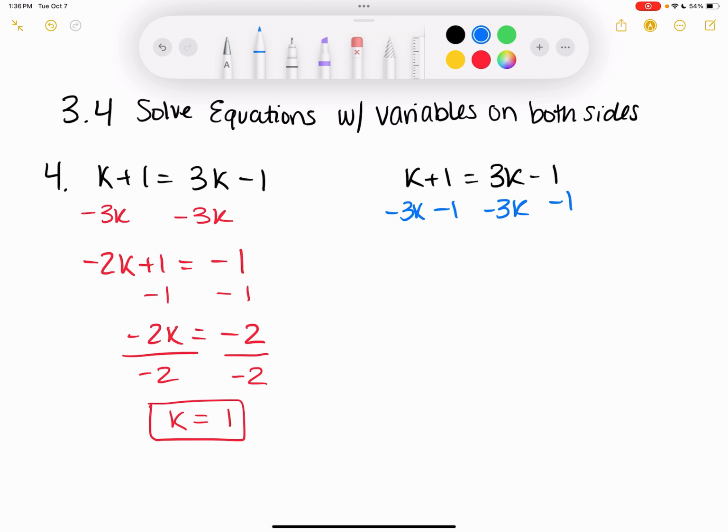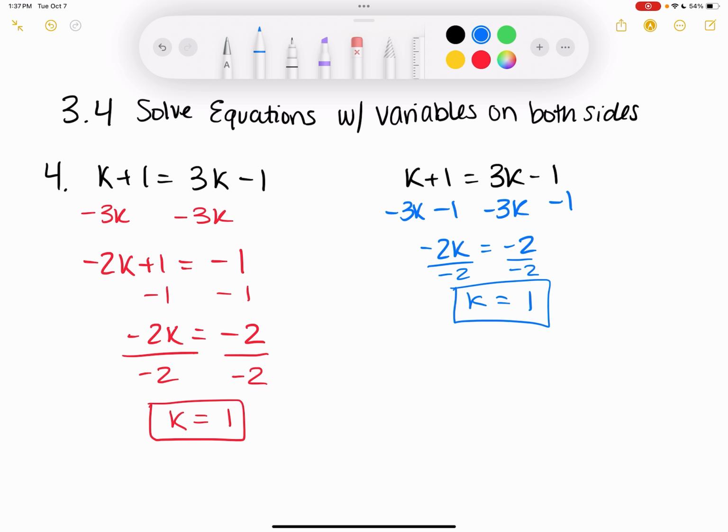You just have to remember that it's the stuff stacked on top of each other. So I've got k minus 3k is negative 2k. 1 minus 1 is gone. 3k minus 3k over here, that canceled. And then negative 1 minus 1 is negative 2. And then divide by negative 2, k equals 1. So if you want to save some steps, you can do it that way. If you want to do it all individually, you can also do it that way. You're going to get the same answer either way.